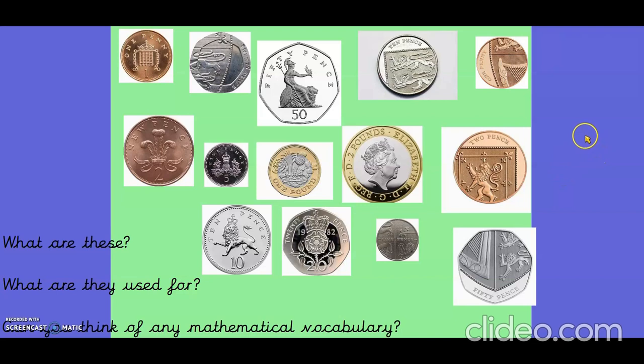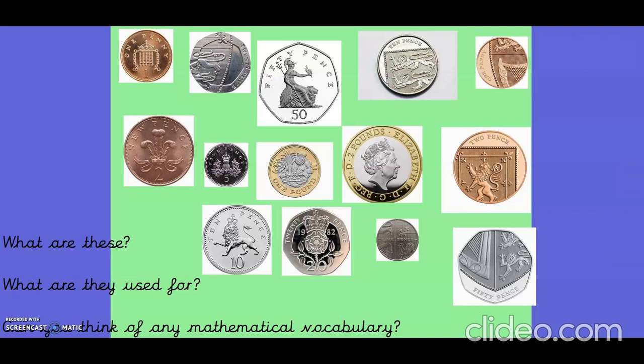So you might have thought about their different coins. We can see that some of them say the word pence. So these are all different amounts of pence, or they're different pennies, they're different coins. And we use these different amounts of money and these different coins to buy things. So for example, if you've been to the shop and you picked up something to buy, such as some sweets, we use these to pay for the items that we have picked up in the shop.